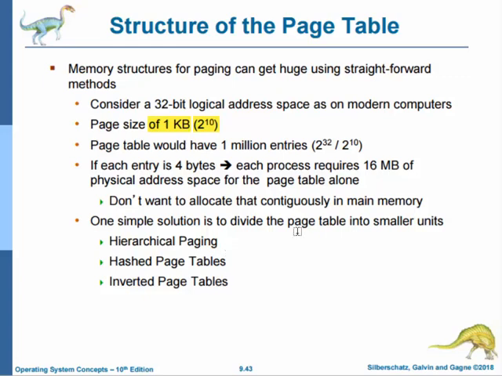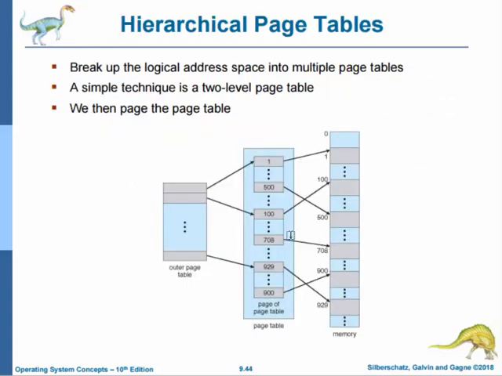So you don't want to allocate that contiguously in the main memory. One simple solution is to divide the page table into smaller units by using hierarchical paging, hash page tables, and inverted page tables. So, as I have said, one solution is to break up the logical address into smaller pieces, and we can accomplish this division in several ways. Alright?